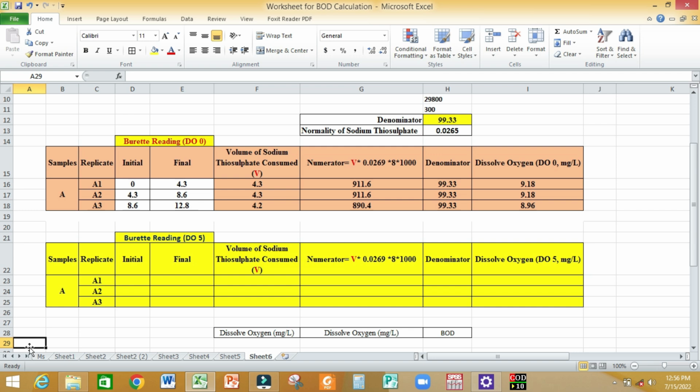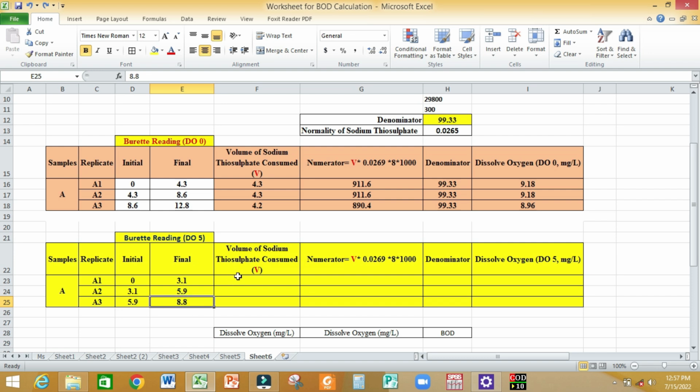Next, let us find out the dissolved oxygen content of these samples after 5 days of incubation. So the same samples we have collected from the same lake, right? Let's say these are the burette readings obtained. For A1, the initial burette reading is 0 and the final burette reading is 3.1. And similarly, for A2 from 3.1 to 5.9, and 5.9 to 8.8 for A3.